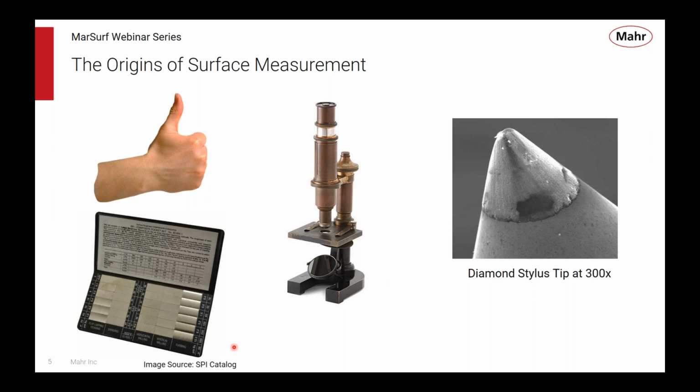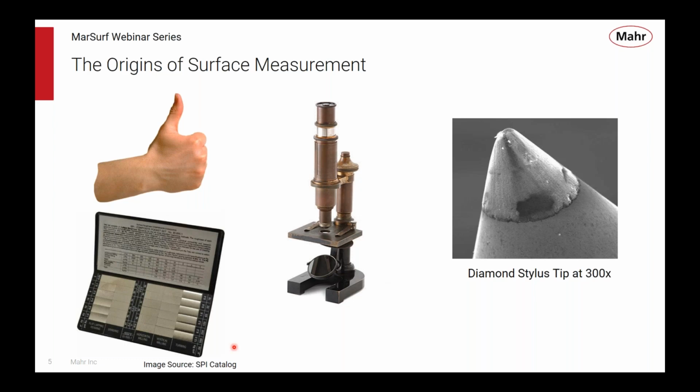Not very common in usage. We don't actually make those kinds of masters. We make instruments to actually measure the finish, but you will see these in machine shops around the world today, still sets of these artifacts to compare the thumbnail test to.